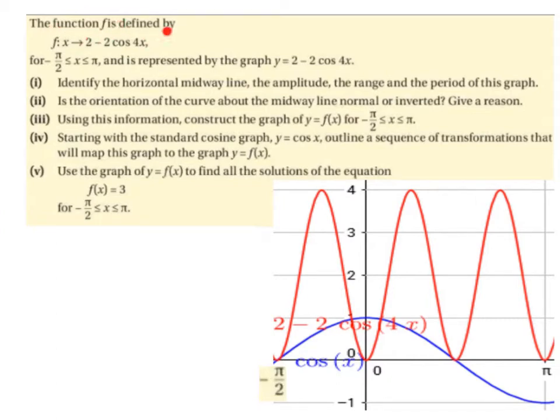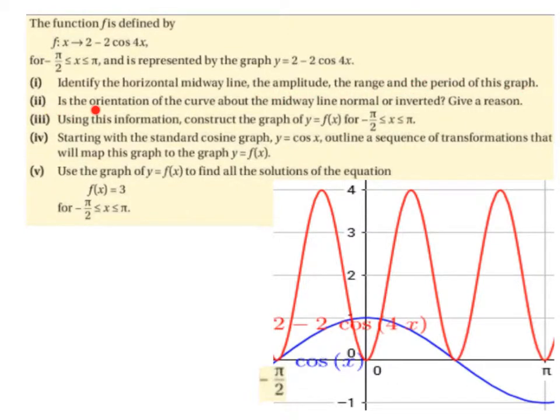The function f is defined by f of x maps to 2 minus 2 cos of 4x, for x values greater or equal to minus pi over 2, less than or equal to pi, and is represented by the graph y equals 2 minus 2 cos of 4x. Part 1, identify the horizontal midway line, the amplitude, the range, and the period of this graph.